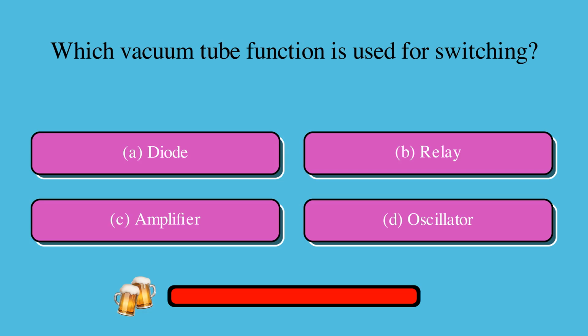Which vacuum tube function is used for switching? Is it A, diode, B, relay, C, amplifier, or D, oscillator? The correct answer is B, relay.